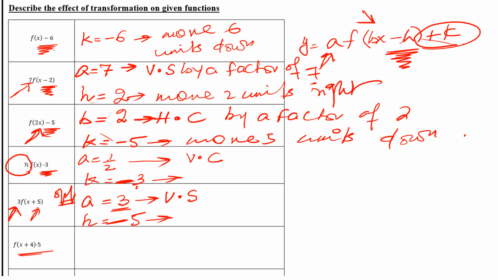Okay, here look at this one. So inside h is written and also outside it's written -5. So h is written as +4, yani x +4. Take the opposite sign, that is -4. Outside k is written and k is written as -5. Take the same sign. What does it mean? It means move 4 units left. And this means move 5 units down.